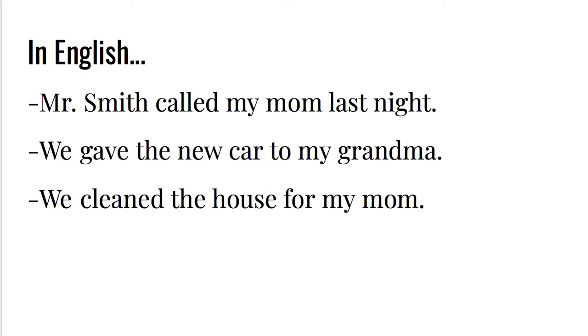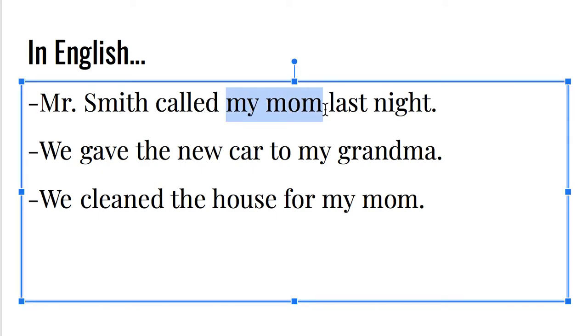Just to rack your brain in English, we have a couple of examples. We're looking for to whom or for whom. In the first one, Mr. Smith called my mom last night. Ask yourself, to whom did he call? Your indirect object would be my mom. The second one, we gave the new car to my grandma. Who did we give the car to? My grandma. That is an indirect object.